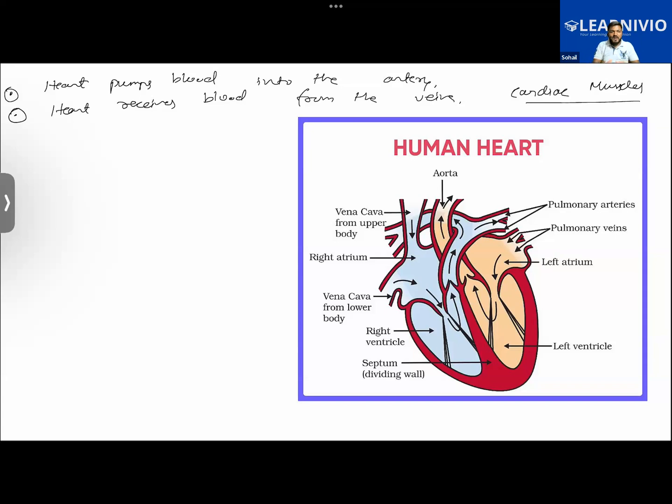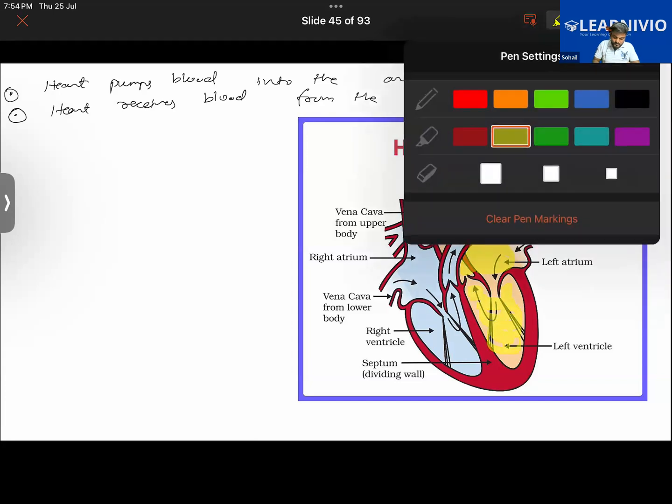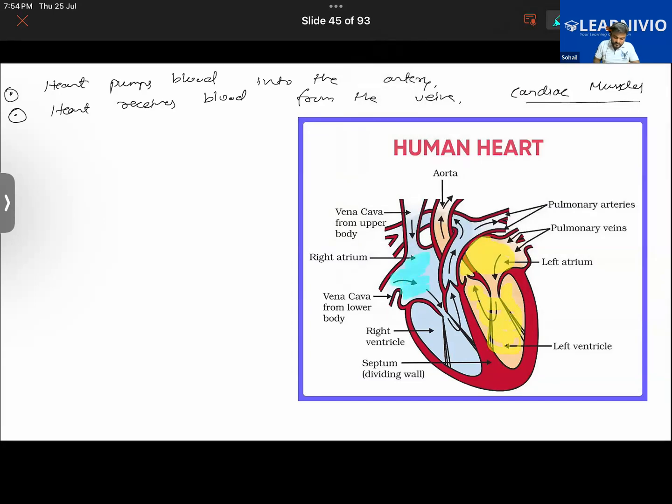Furthermore, our heart has 4 rooms or 4 chambers. How many chambers are there? 4 chambers. This one, two, three, and this four. So, namely, there are 4 chambers in the human heart.